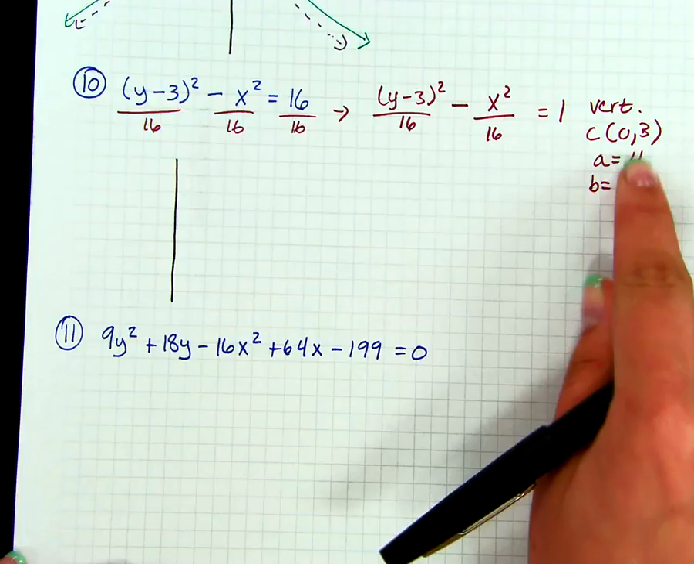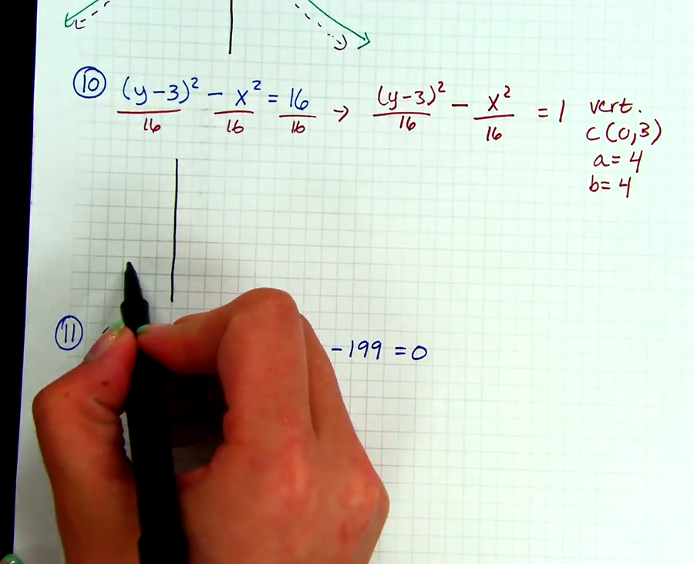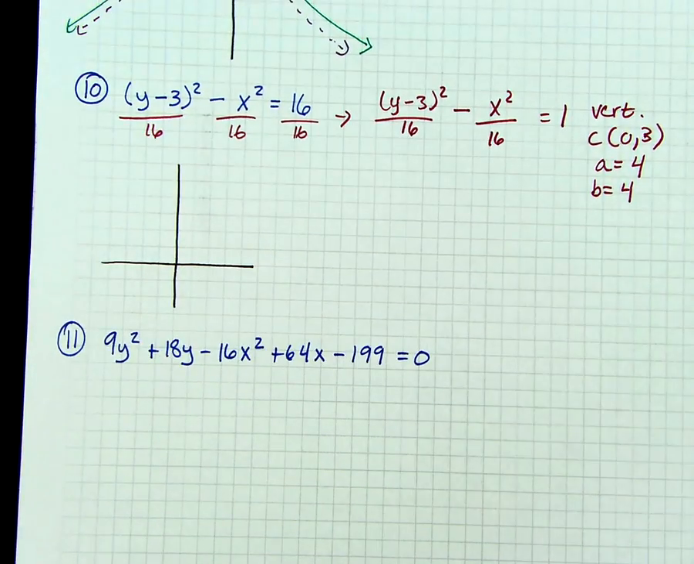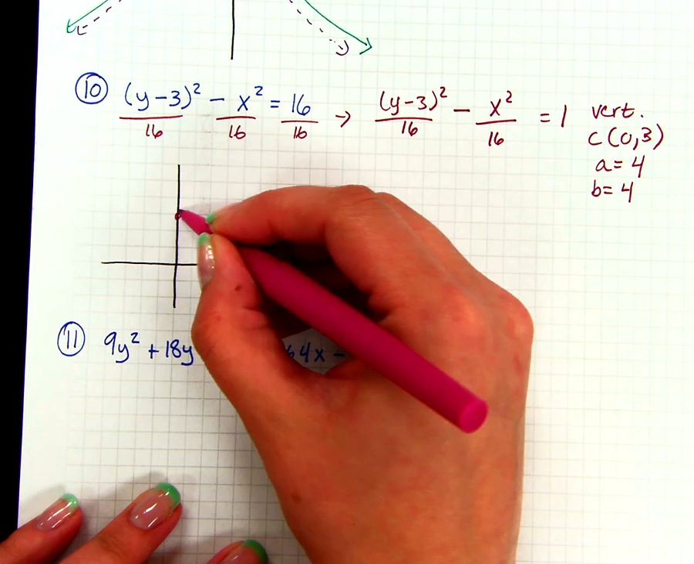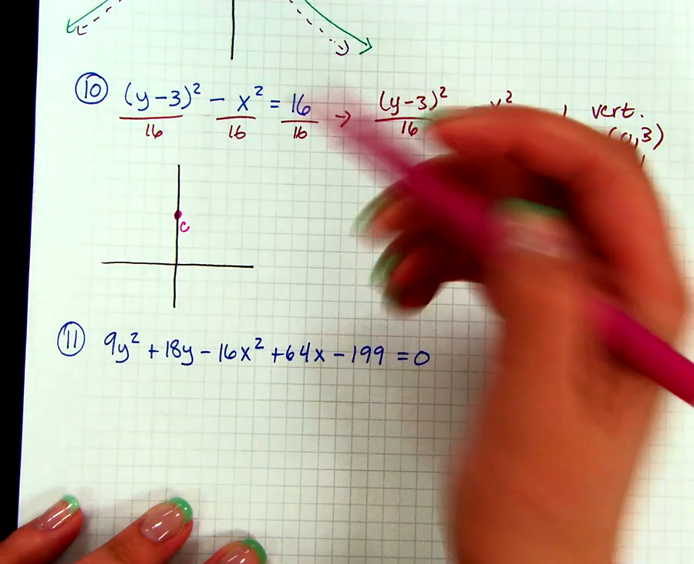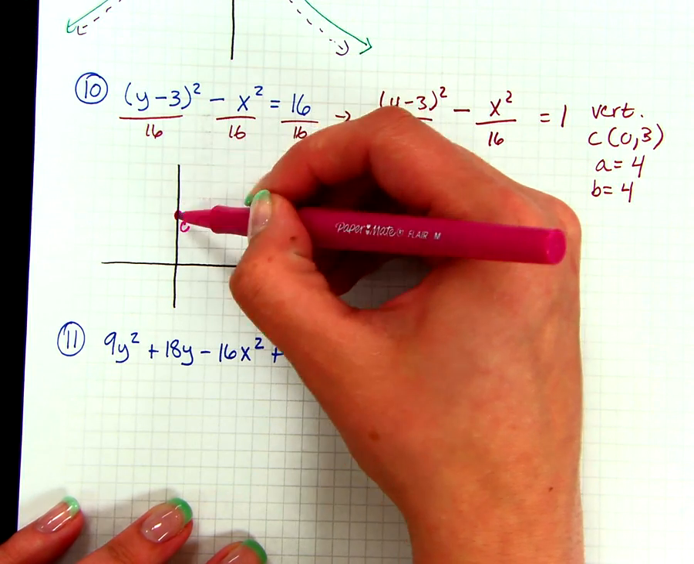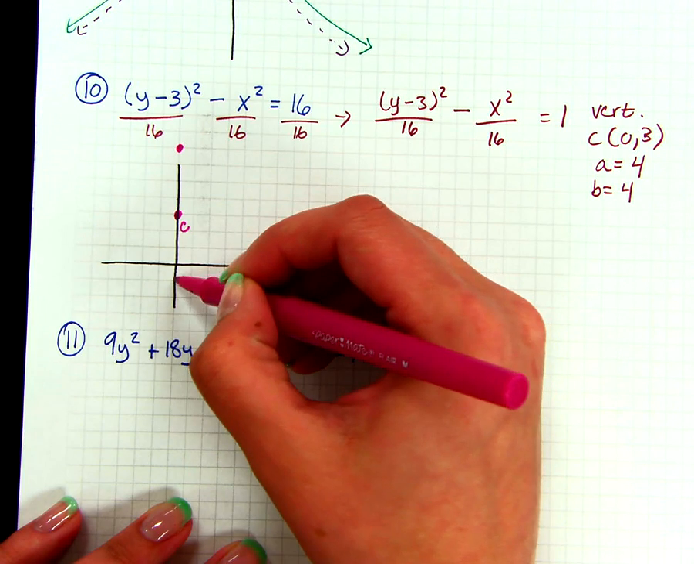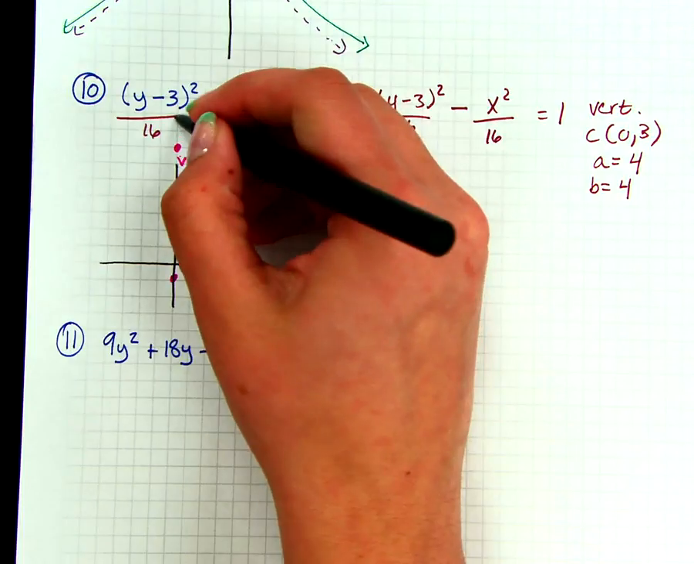For our center, we're going to go 0, up 3. I'm going to leave a little bit more space up here. So that should be good enough. Starting with the center, 0, 1, 2, 3. C for center. Since it's vertical, from the center we're going to go up and down A, which is 4. So 1, 2, 3, 4, and 1, 2, 3, 4 for the 2 vertices. If it helps, you can label those. I need to extend this.